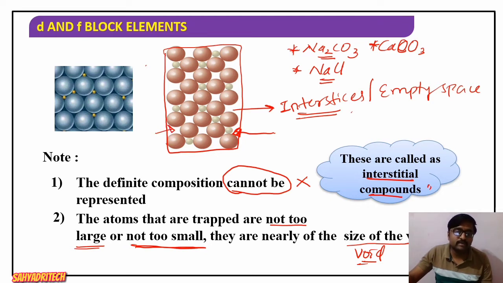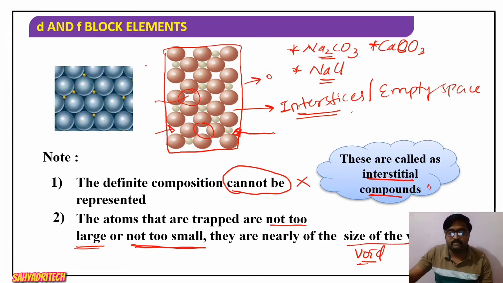If too large, what happens? That particle is going to remain on the upper surface. If it is too small, what happens? Such particles readily pass through the interstice and come out of the crystal lattice. If they are too large, they won't enter the interstices at all. So regarding the size of the embedded atoms, it is neither too large nor too small. And what is the size? It is nearly the same as the size of the void.